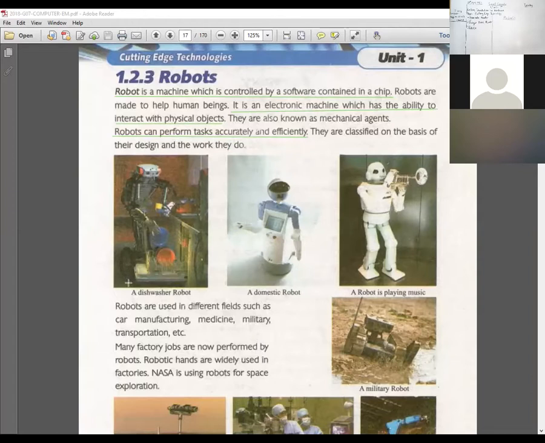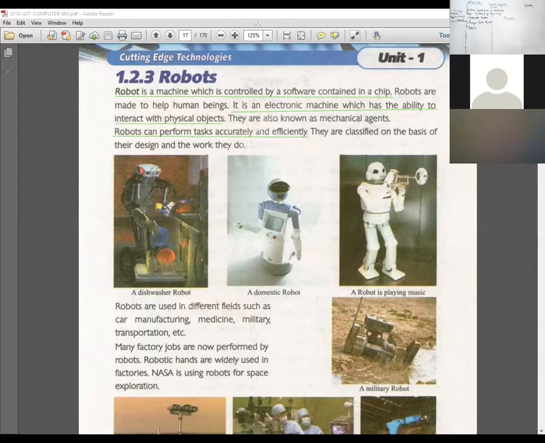So here are some examples. You can see that this robot is washing the dishes. This robot is also a domestic robot which is designed for domestic chores. And this robot is playing music. And this is a military robot which is used in war or fights with other persons. And in this way, this is the robot which is used in the medical field.